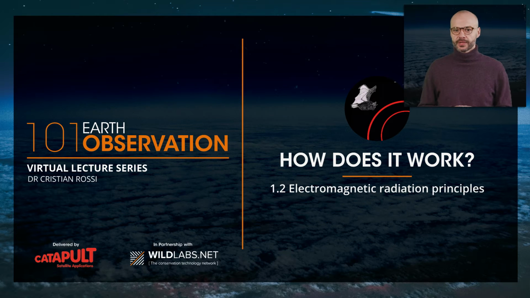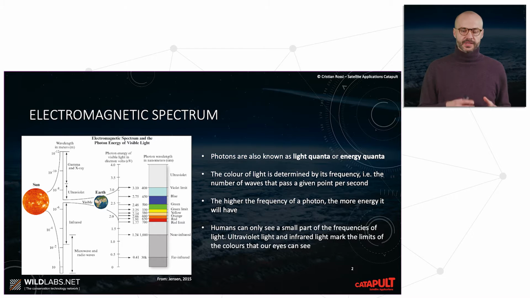This lecture is about electromagnetic radiation principle. What is remote sensing measuring? Remote sensing is measuring what is called the electromagnetic spectrum. This is a concept that is fundamental in remote sensing and Earth observation. We see this in this figure.